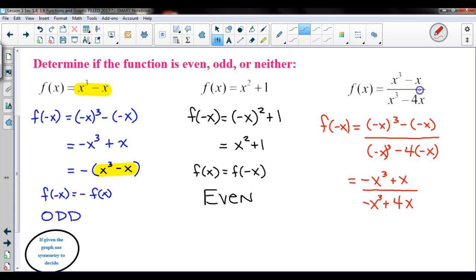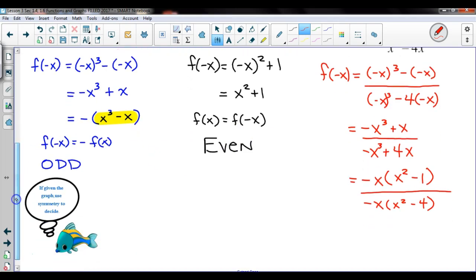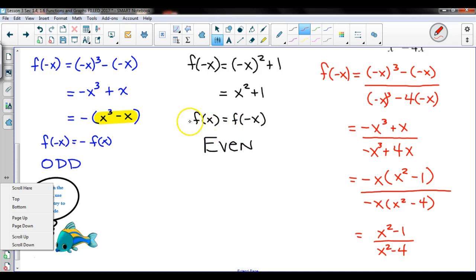So up here I could factor out an x and simplify. And actually, since the leading coefficient is now negative, I'm going to factor out a negative x, and I'm left with x squared minus 1. If I factor out a negative x down here, I'm left with x squared minus 4. Right? You see that? And those would cancel, and so I'm left with x squared minus 1 over x squared minus 4. So you're probably going, okay, but now is it even or odd or neither? You know, if you get that neither one of these are true, then the answer is just neither, okay?